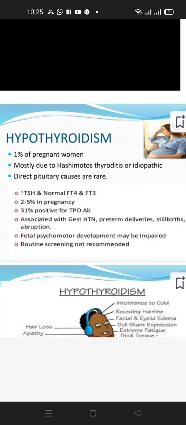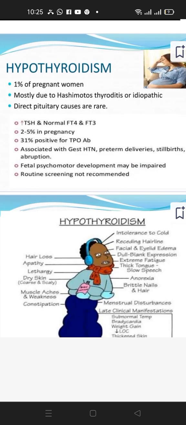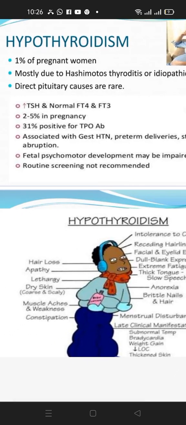Now coming towards hypothyroidism, it occurs in about 1% of pregnant women and is mostly seen in case of Hashimoto's thyroiditis. What is it? Actually, these are inhibitory antibodies which ultimately suppress the function of the thyroid, and as a response the thyroid stimulating hormone will be increased. In the subclinical stage T3 and T4 might be normal, but in frank hypothyroidism, T3 and T4 will definitely be reduced and TSH will be increased.